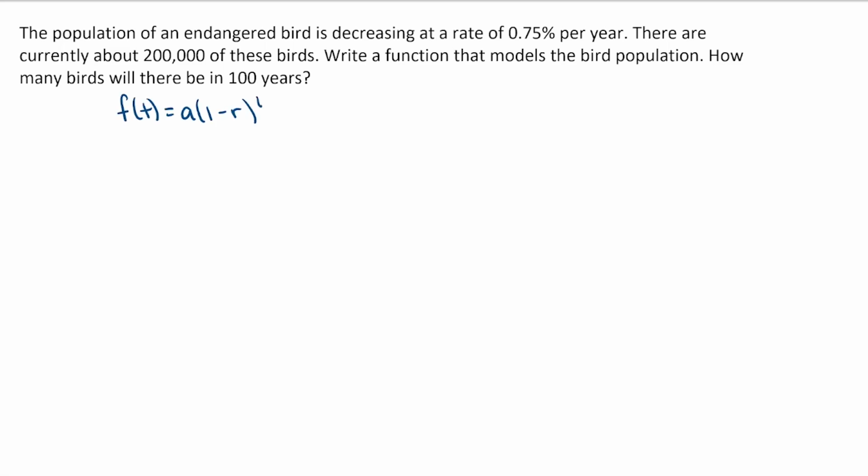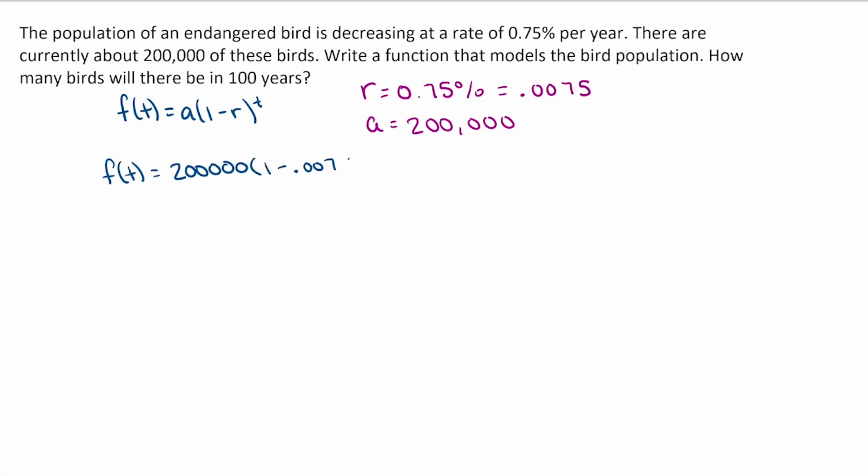Our rate is 0.75%, which is 0.0075, and our initial value is 200,000. We're going to use our regular exponential decay function for this. So f of t equals a times 1 minus r raised to the t power. So that means our function that will model this decay, or this rate of decrease, is going to be f of t equals 200,000 times 1 minus 0.0075 raised to the t power, or 200,000 times 0.9925 raised to the t power.